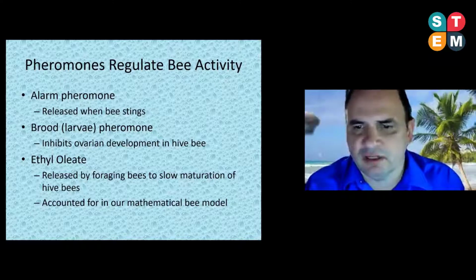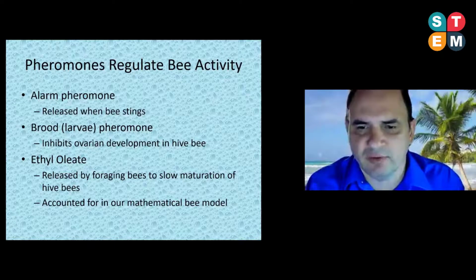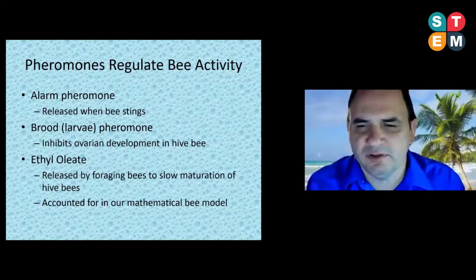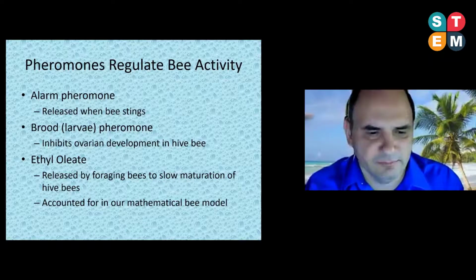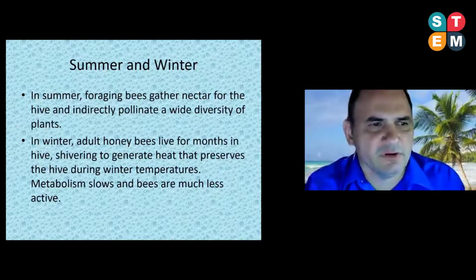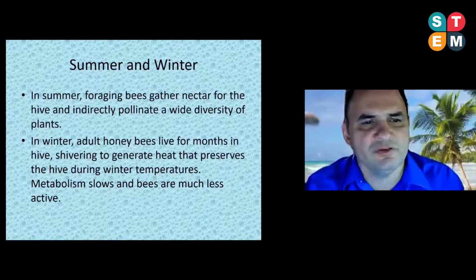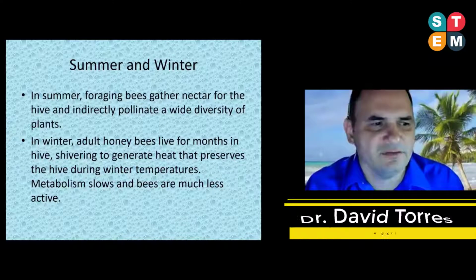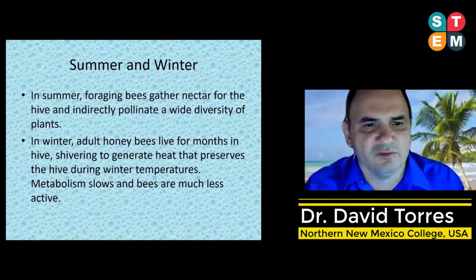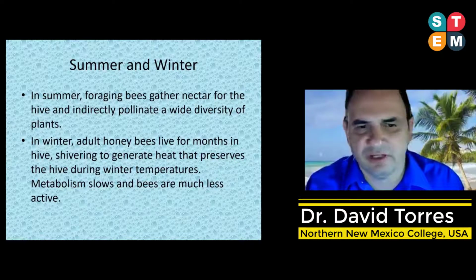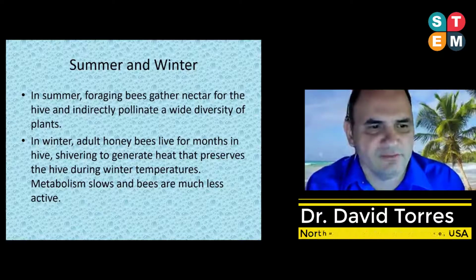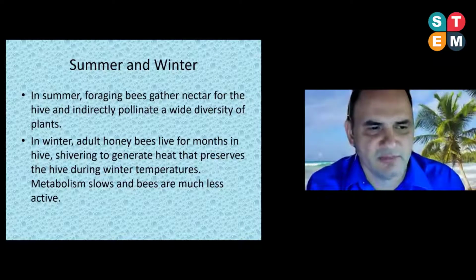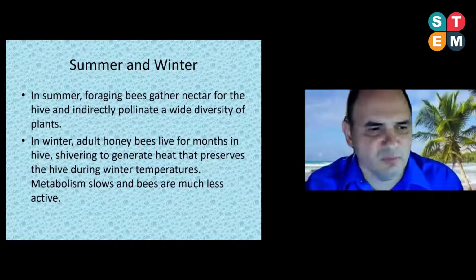And one study showed that honeybees leave scent marks on flowers that repel other bees, possibly informing bees that the flower has been visited. In the summer, foraging bees gather nectar for the hive and indirectly pollinate a wide diversity of plants. In the winter, adult honeybees live for months in the hive, shivering to generate heat that preserves the hive during the winter temperatures. The metabolism slows, and honeybees are much less active.